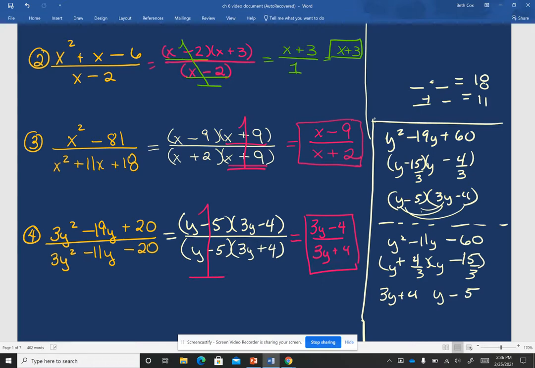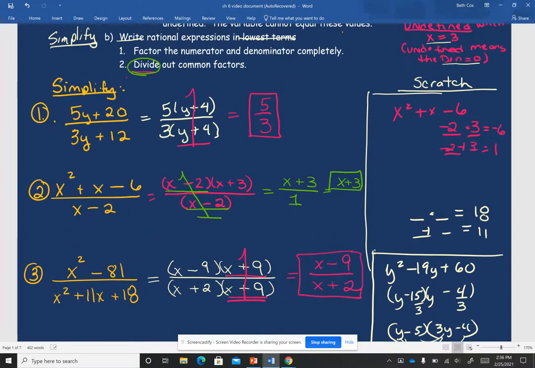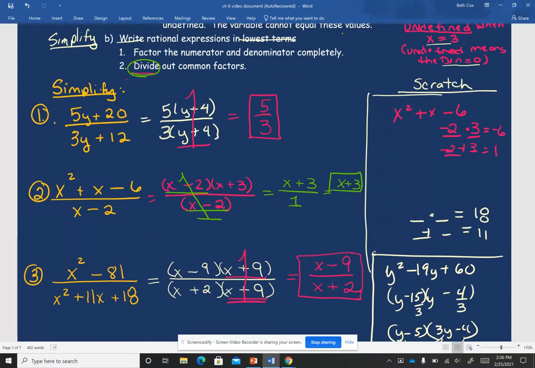All right. So memorize the steps for simplifying. Factor everything first. Divide out the common factors. We're going to do the exact same thing in the next video where we learn to multiply and divide these guys.